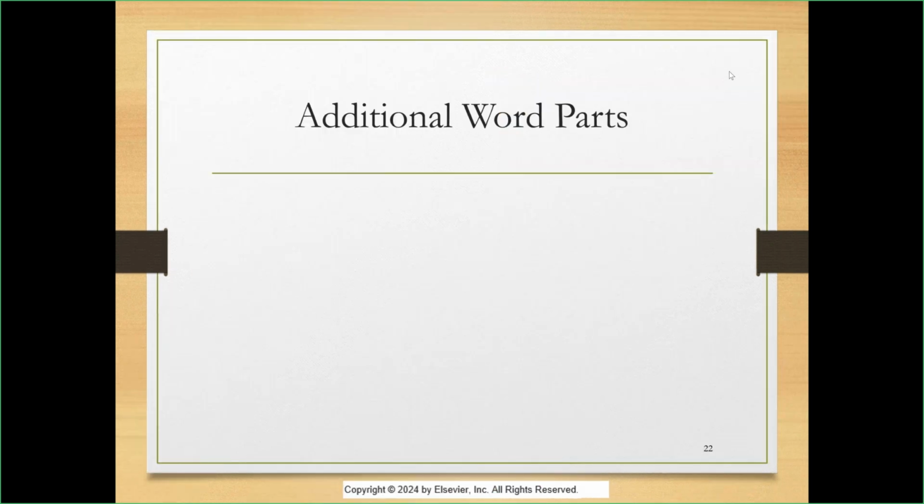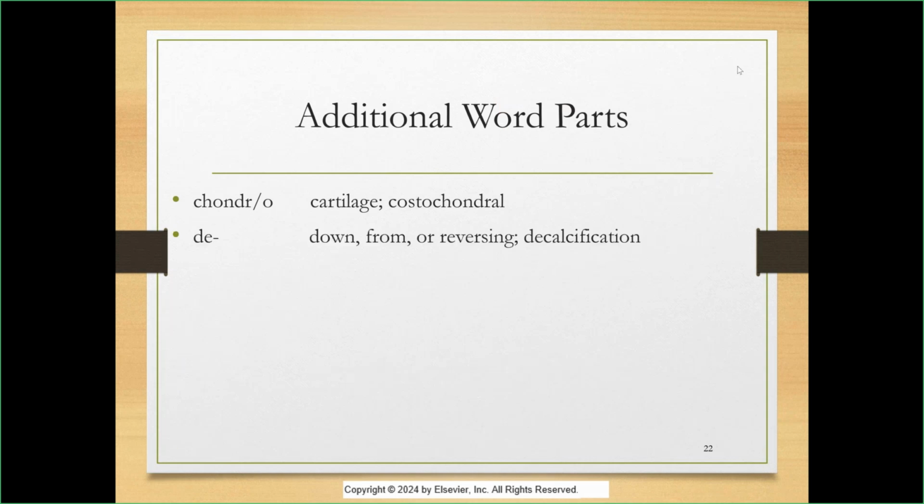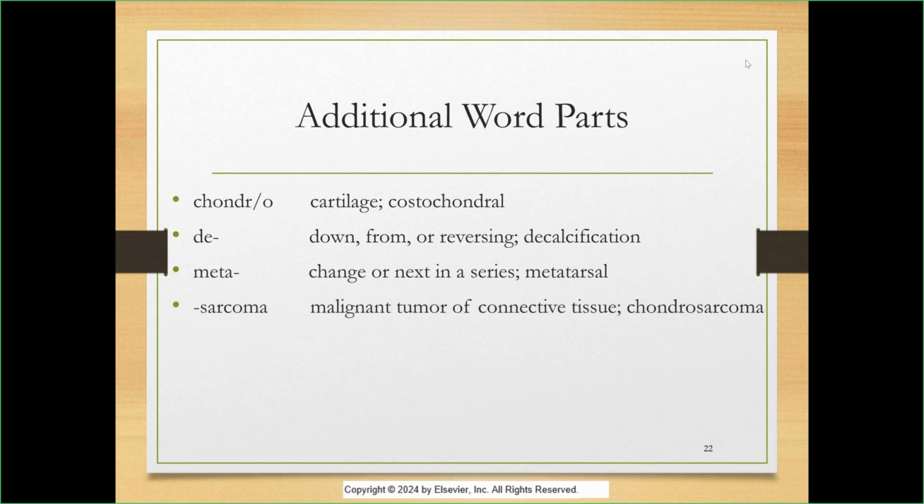Chondro means cartilage, as in costochondral. D means down, from, or reversing, as in decalcification. Meta means change or next in a series, as in metatarsal. Sarcoma refers to a malignant tumor of connective tissue, as in chondrosarcoma. Teno, tendo, and tendino mean tendon.